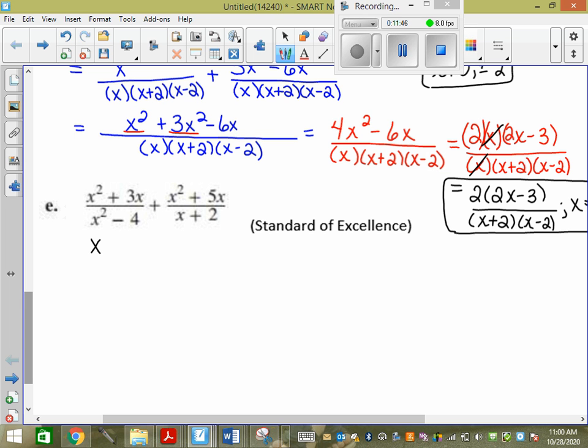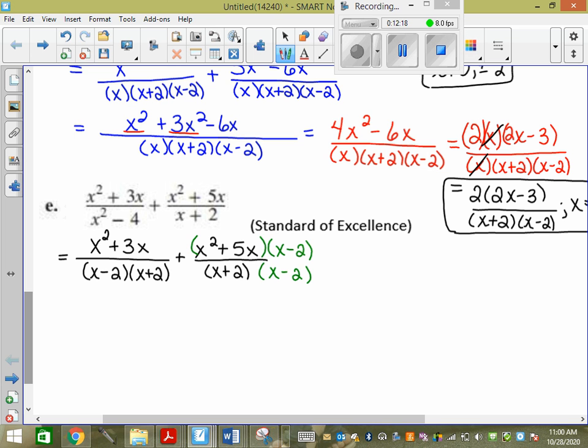Okay? So we're going to rewrite our numerators, and we simplify only our denominators when it's addition and subtraction. So we get x minus 2, x plus 2, plus x squared plus 5x. I do nothing to that. And I get x plus 2. Now what's common to both of these denominators? X plus 2. Your left-hand side has x minus 2, and I need to make my right-hand side have that. So I'm going to multiply by x minus 2.